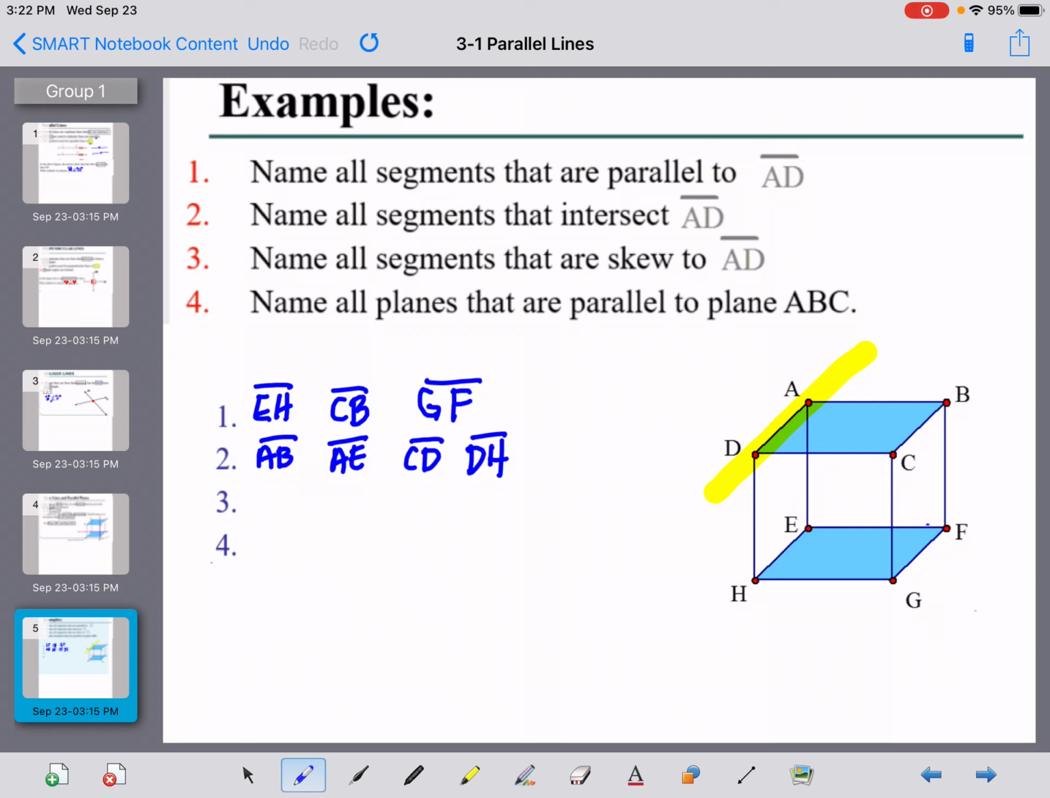Skew. Skew cannot be parallel, so we should not rename any of the answers for problem number 1. And skew is not in the same plane. So if it touches that blue plane, then we can't name that one either. So looking at these segments, it looks like I'm going to name EF. EF is way down here on the bottom. It's definitely not parallel, and it's definitely not in that same plane. And then I believe I'm going to name HG.